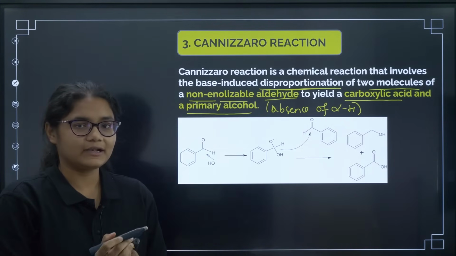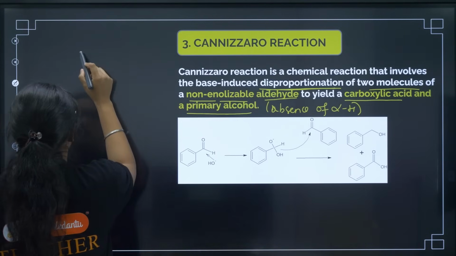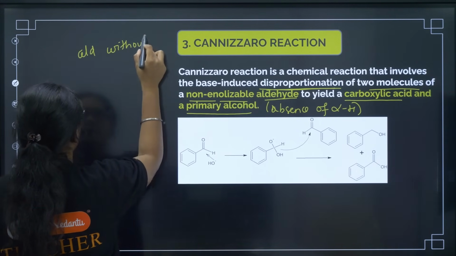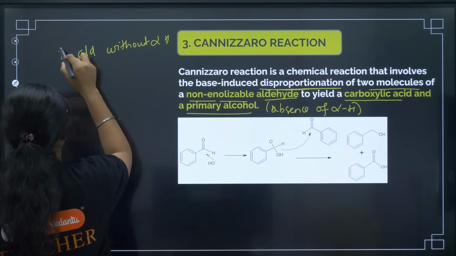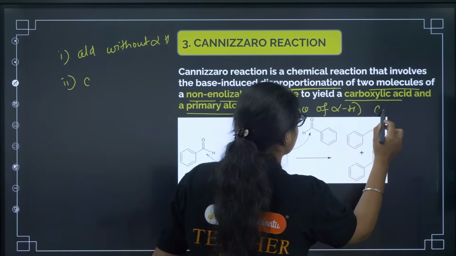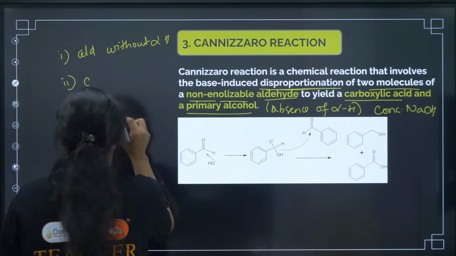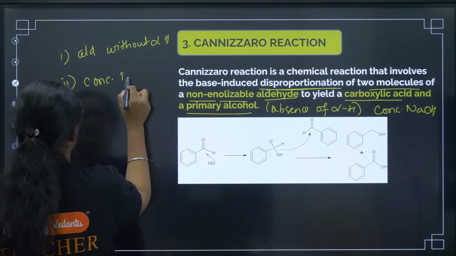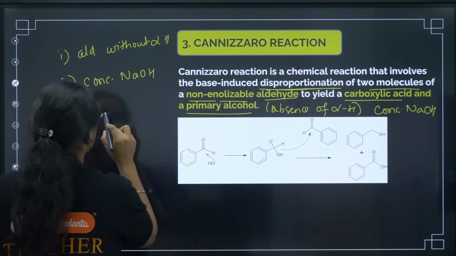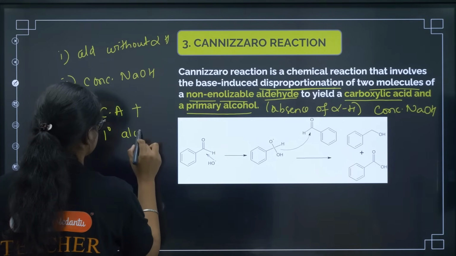So what is my reactant in this case? We'll write again 3 points. Reactant, you have to write aldehydes without alpha hydrogen. Okay, this is my reactant. Then reagent, it's not mentioned here, you can write down concentrated alkali medium. Okay, you can take NaOH, KOH. So reagent is concentrated NaOH. Then product will be carboxylic acid plus primary alcohol.